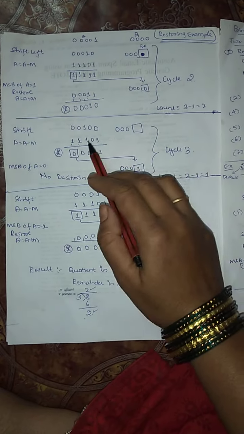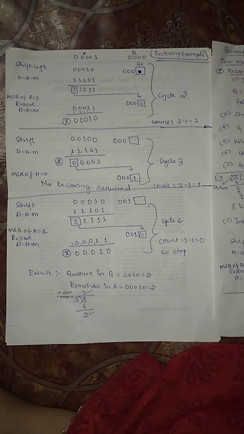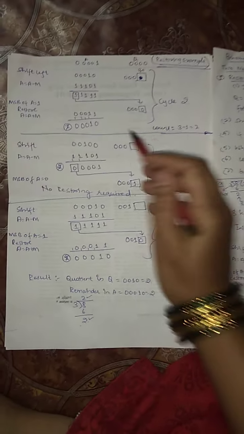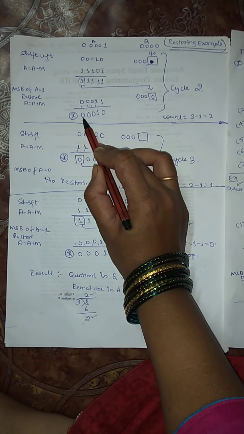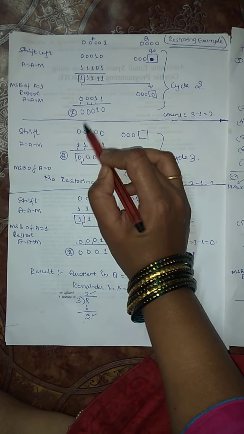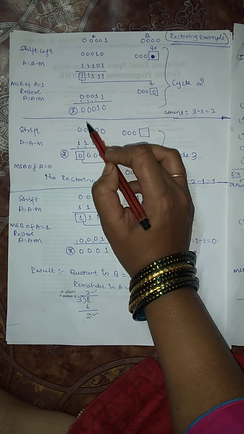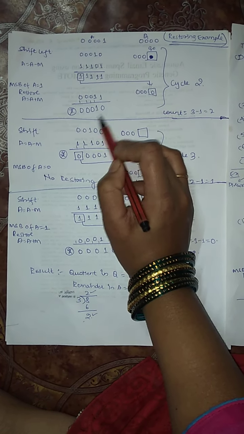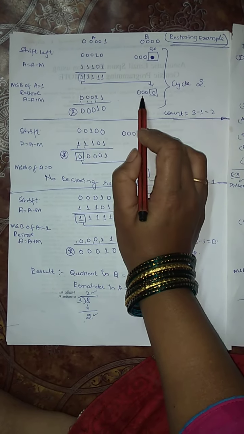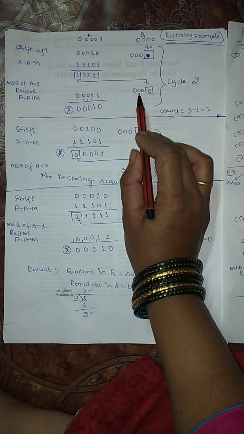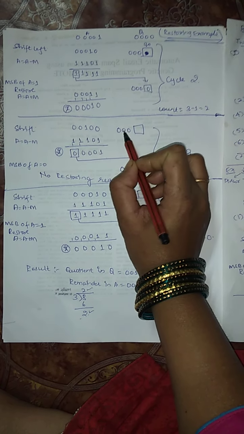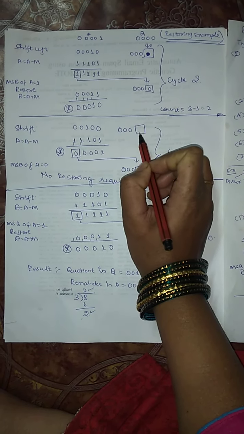In the next cycle also, what are we going to do here? We are going to shift first. So what is the value of A here? This one. After shifting, this 0 will be discarded. This 0 will come here, this 0 will come here, this 1 will come here, this 0 will come here, and this 0 will come here. So whatever values are remaining here, 0, 0, 0. One place has become empty.